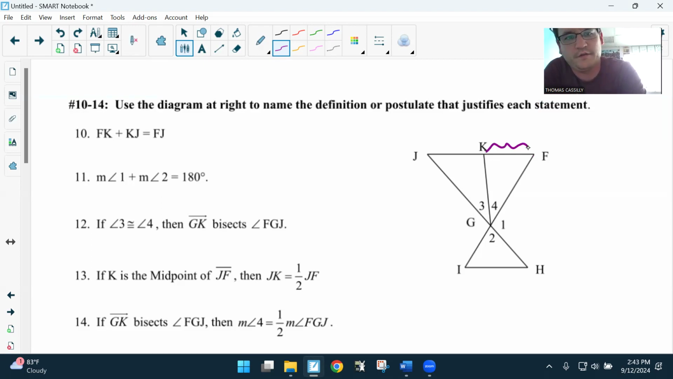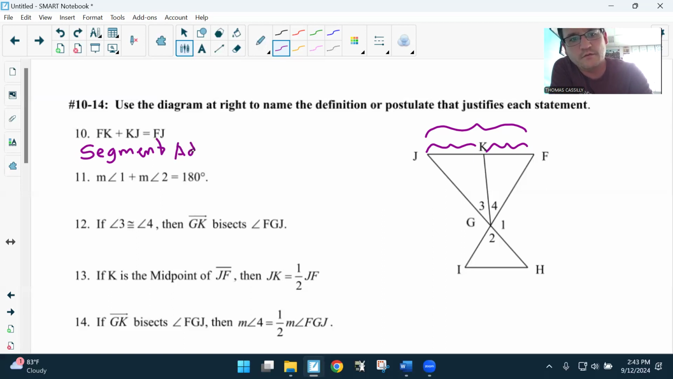FK plus KJ equals FJ. All right. So FK is a segment. KJ is a segment. We are taking those two segments and we are adding them together to make a big segment. All right, this is the segment addition postulate. The segment addition postulate.